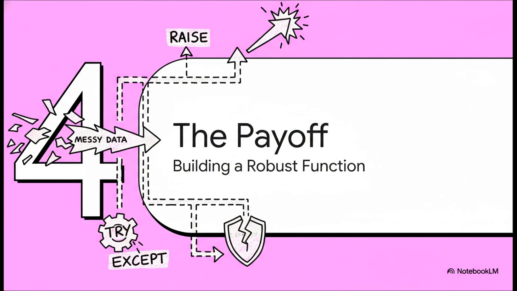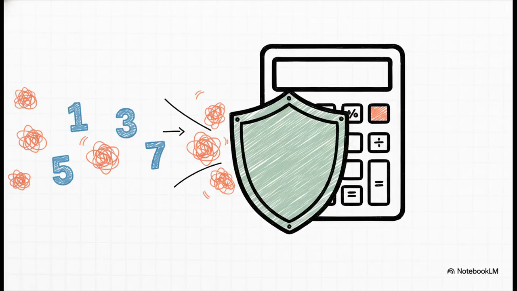Okay, the theory is great, but let's put it all together now. We're going to combine try, except, and raise to build one single, super robust function that solves our original problem, processing a ton of messy data without crashing. So, our little mini project is what I'm calling a safe average calculator. Its only job is to take a list of values, which could be a mix of numbers and just total junk, and calculate the average of only the valid numbers. A fragile function would crash on the very first piece of text. Ours isn't going to flinch.